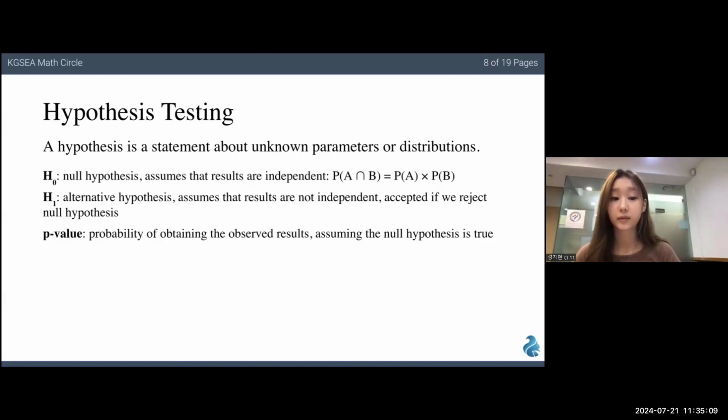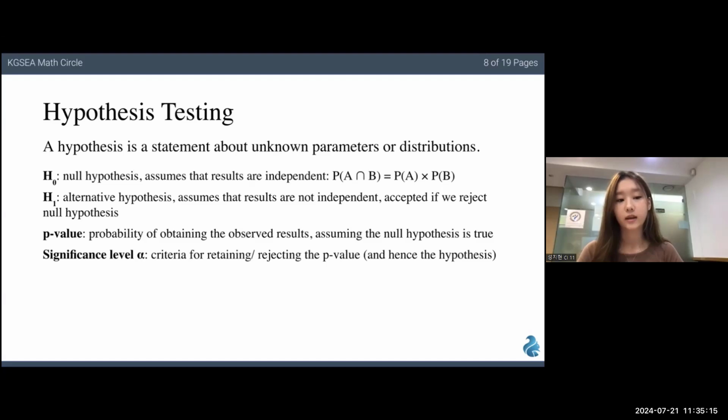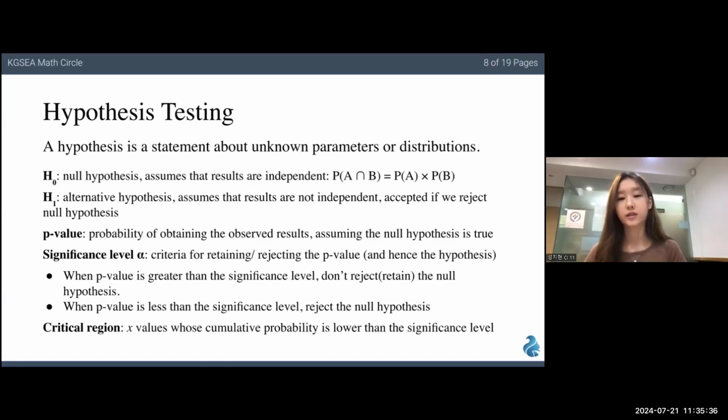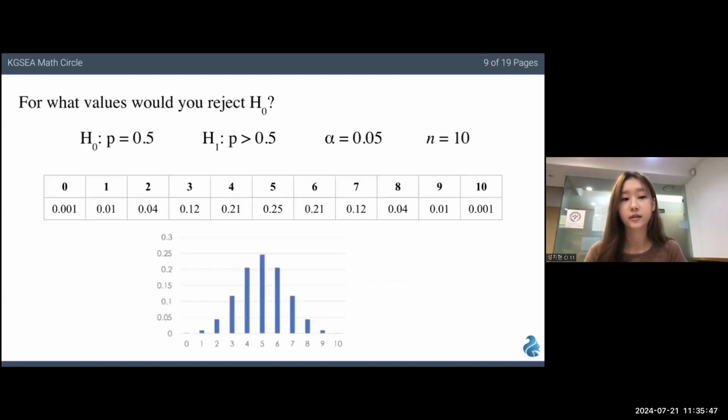The p-value is the probability of obtaining the observed results, assuming the null hypothesis is true. The significance level alpha is the criteria for retaining or rejecting the p-value and hence the hypothesis, because they're, as I said, interlinked. When the p-value is greater than the significance level, you don't reject the null hypothesis. But when it's less than the significance level, you would reject the null hypothesis. And the critical region, which we will delve deeper into in the following slides, is the sum of x values whose cumulative probability is lower than the significance level, because that's the criteria.